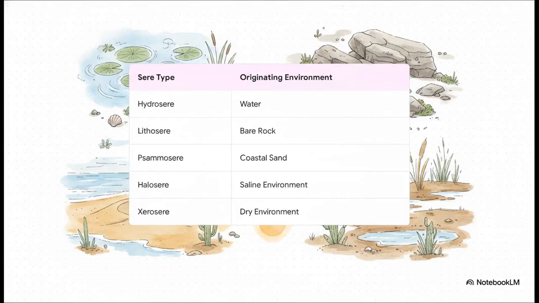Now, different starting environments have different names for their series. Seriously, get your screenshot button ready right now because this table is basically a cheat sheet for the exam. If succession starts in water, it's a hydrosere. On bare rock, a lithosere. If it begins on coastal sand, it's a psammosere. In a salty, saline environment like a marsh, it's a halosere. And if it starts in an extremely dry, water-limited area like a desert, you guessed it, it's a xerosere.